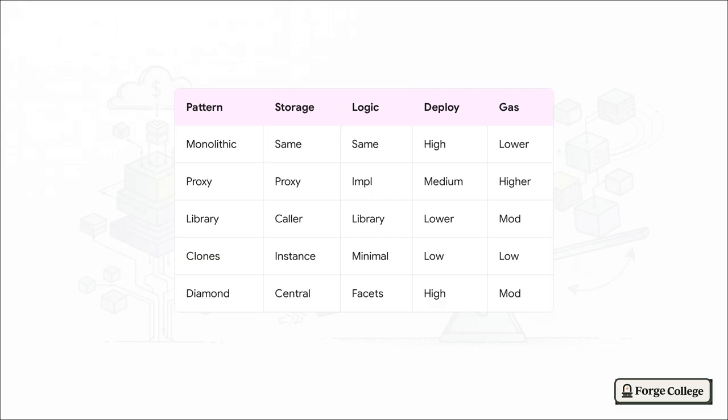Then we have clones. Honestly, these are the tract housing of Web3. You deploy a tiny runtime, and every clone gets its own independent storage. The deployment cost is incredibly low, and if you optimize it, the runtime isn't too bad either. Finally, the diamond pattern. This is basically a megamall. A central proxy holds all the storage, but the logic is split across multiple storefronts, or facets. It requires high initial structuring and has moderate to high lookup costs, but it gives you incredible modularity.